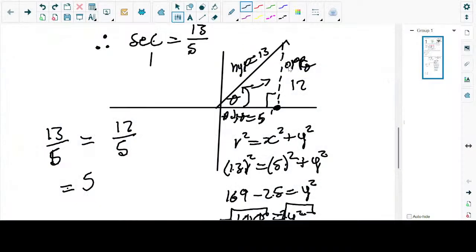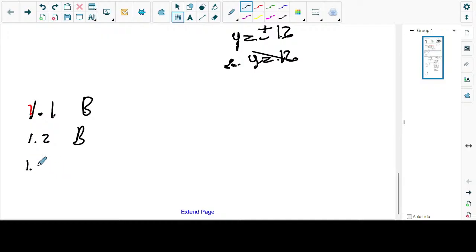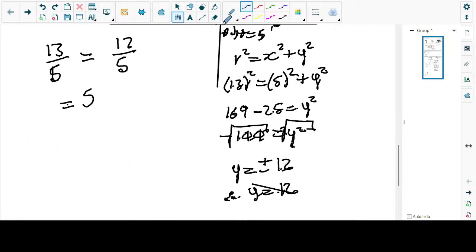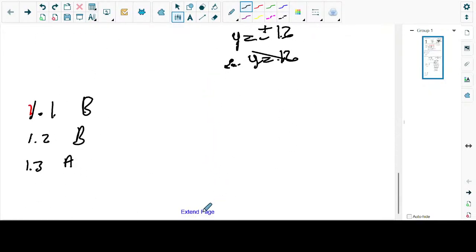Yeah, so let's go back to our smart notebook. Our 1.3. Guys, stop us anytime when you feel as if we are moving fast. 1.3 is A. Then we have 1.4.